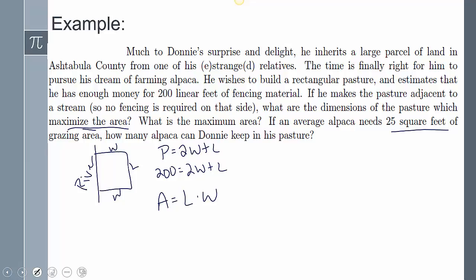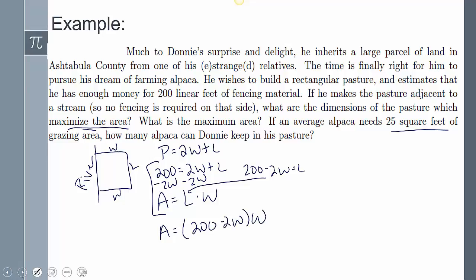So now I have a system of equations, and so I'm going to have to do some substitution. If I subtract the 2W, I'm going to get 200 minus 2W equals L. So now I can plug it back in. So area is going to equal 200 minus 2W times W, which in terms of W would be minus 2W squared plus 200W. So there's my area equation.